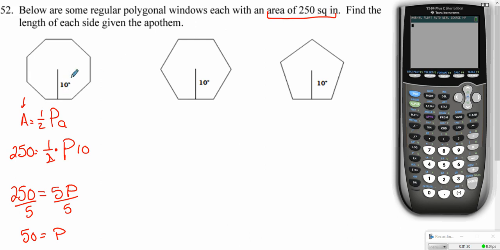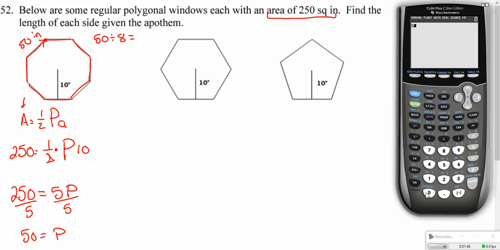So the perimeter means if I started right here and measured all the way around this thing, all 8 of the sides, and added all 8 of these sides together, it would equal 50 inches. That's what we just found out. Since the question asks for just one side, and all these sides are the same, to find one side I would just do 50, the perimeter, divided by the number of sides, which would give me the length of one side.